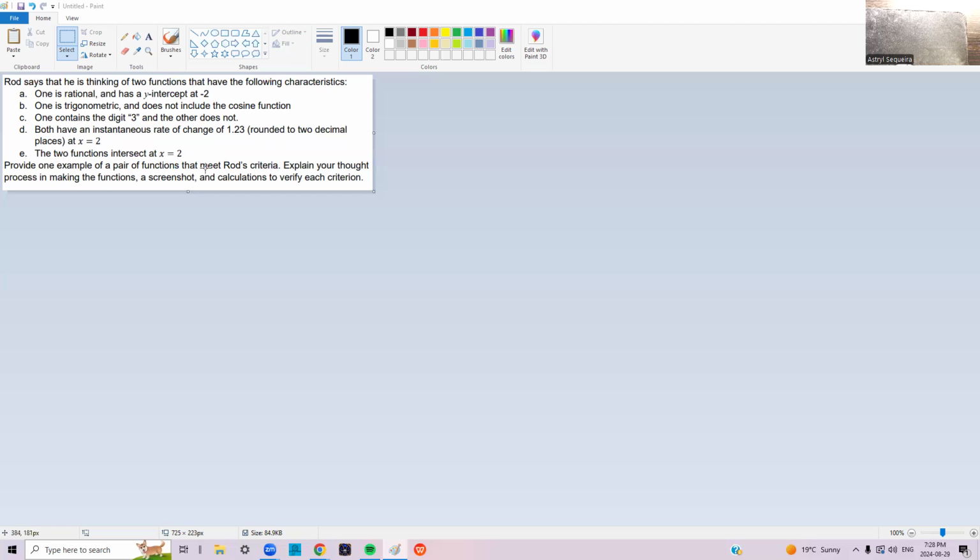Provide one example of the pair of functions that meets Rod's criteria. Explain your thought process in making the function. Screenshot and calculations to verify each criteria.